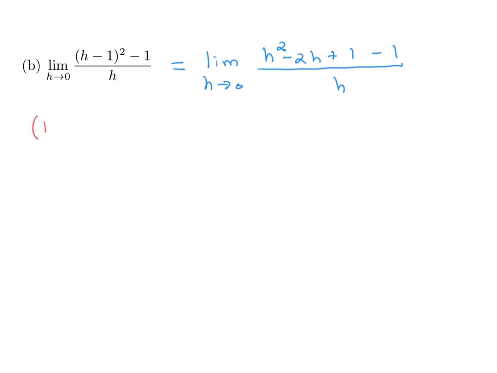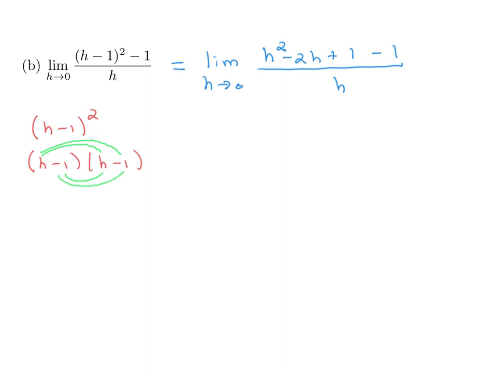So just a quick aside here, (h minus 1) squared means (h minus 1) times (h minus 1). We have to distribute to multiply this out. We have h times h, which gives us h squared. h times minus 1 gives us a minus h. Minus 1 times h gives us a second minus h. That's why there's a minus 2h. And lastly, negative 1 times negative 1 is positive 1.